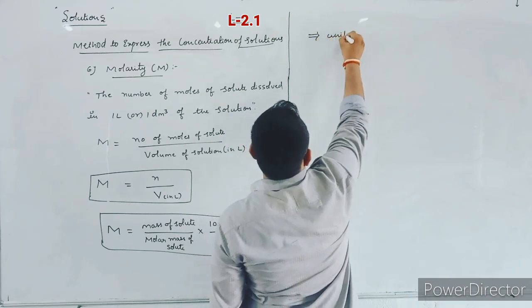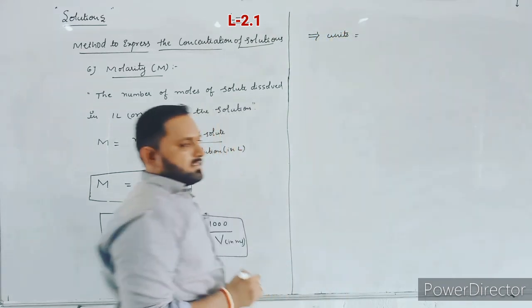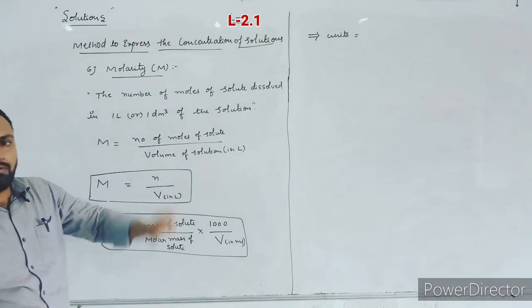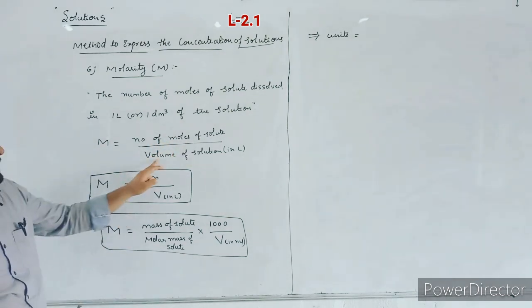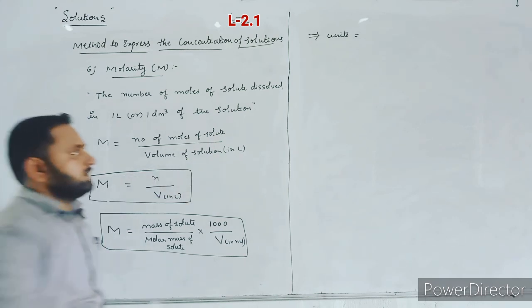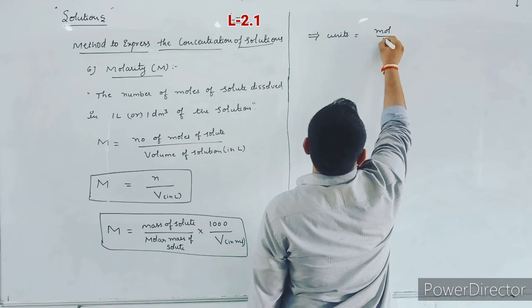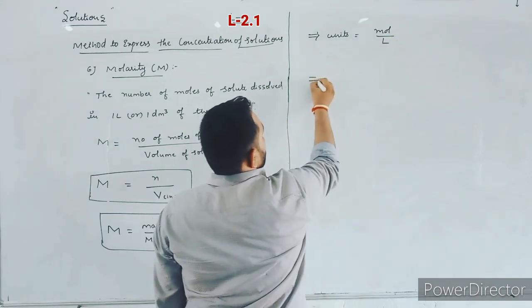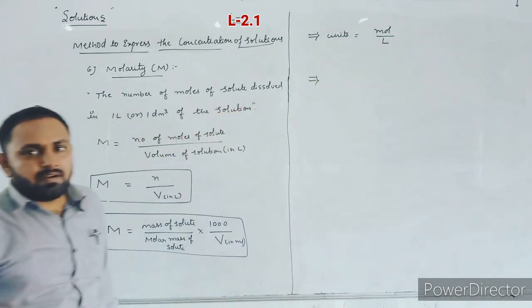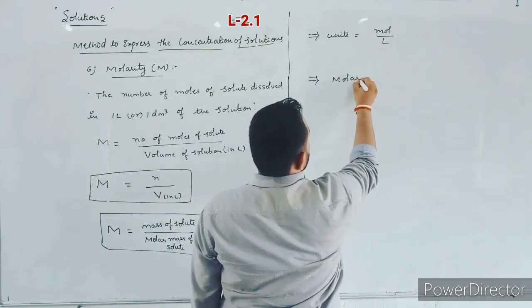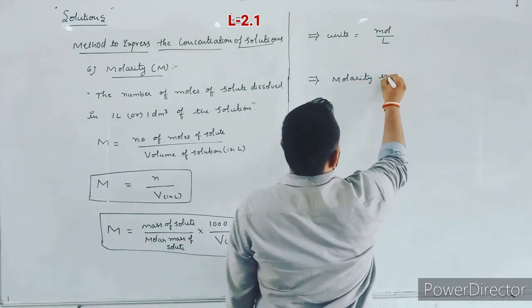Here the unit of molarity is mole per liter. Why? Because the number of moles of solute we measure in moles, and the volume of solution we measure in liters. That's why the unit is mole per liter. Next, molarity is dependent on temperature.